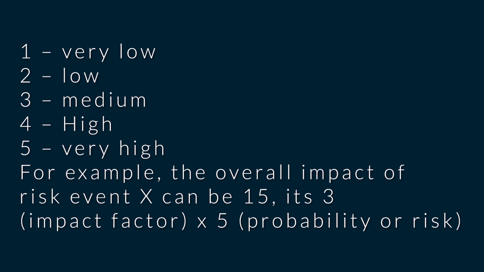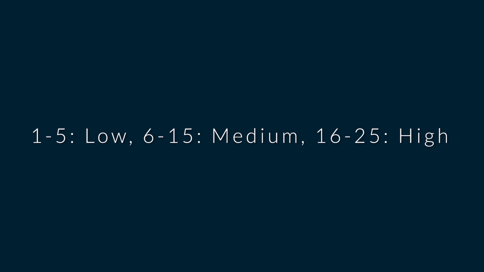And so in that case, when you have 15, what does 15 mean? Again, you'll have to come up with a score for that. So maybe 1 to 5 means low, 6 to 15 means medium, 16 to 25 is high. These are things that you are putting in your risk register.